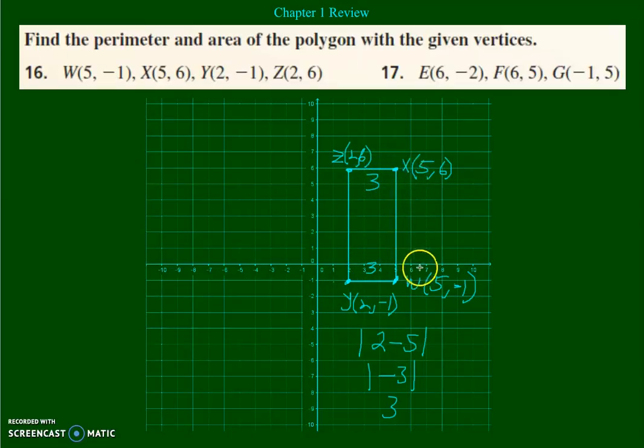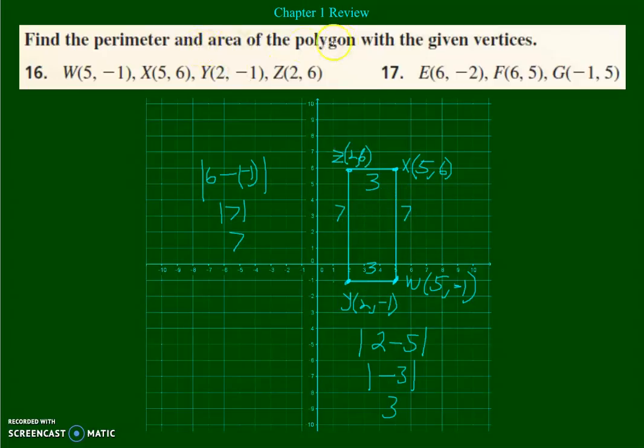And for this one, we're going to take the difference of the y's. So let's do that up here. So we have 6 minus negative 1, and it's the absolute value of this, which is 6 plus 1, which is the absolute value of 7, which is 7. So this is 7 and 7.